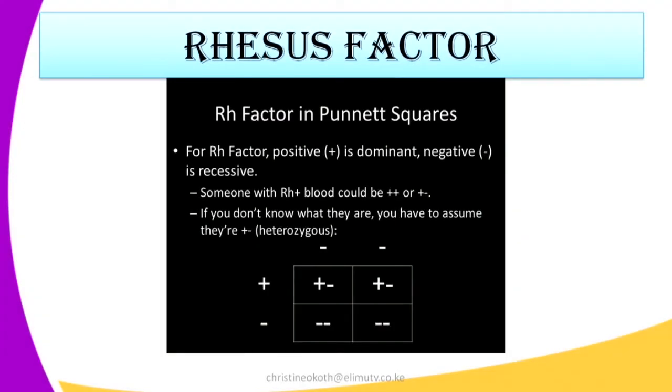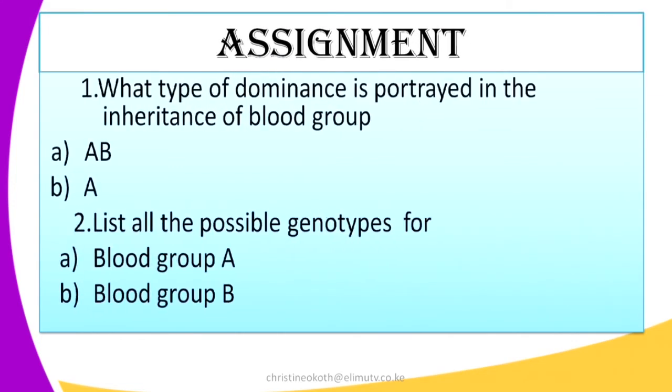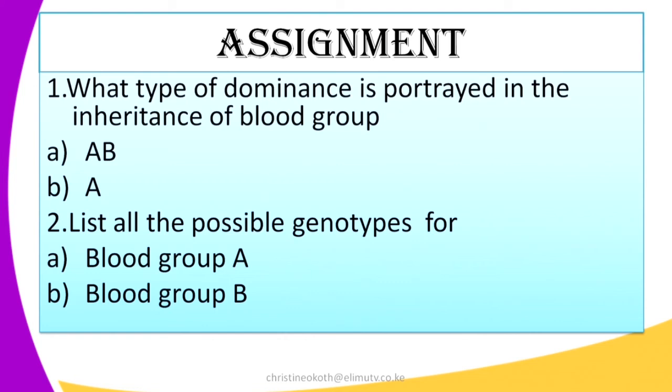So that video was showing us about the rhesus incompatibility which is found in human beings. So that has been our lesson for today, and this is your assignment. What type of dominance is portrayed in the inheritance of blood group AB, then in blood group A? Question 2. List all the possible genotypes for blood group A and blood group B.